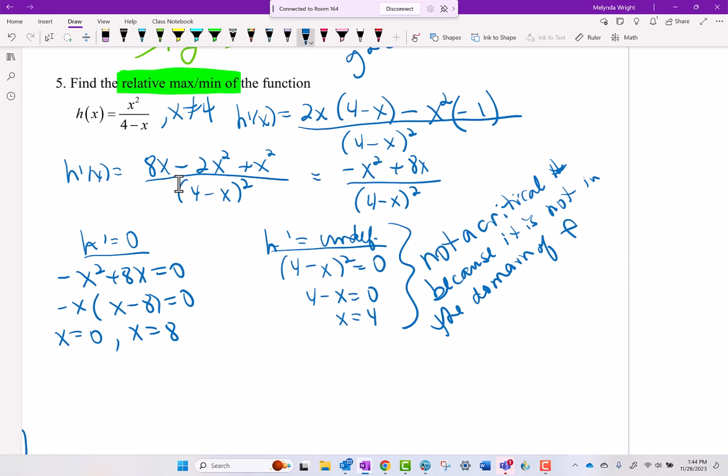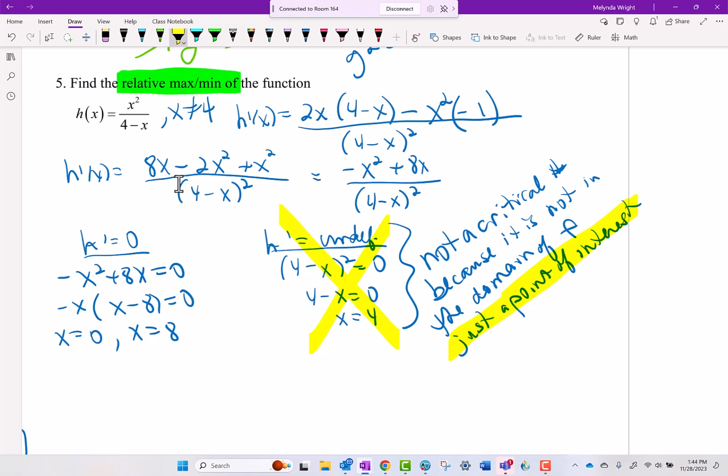Okay, so this is not a critical number. It is just a point of interest. We're still going to put it on the number line. We are interested in it because weird things happen around places where the original function is undefined. But it is not a critical number, really important for us. So it is not possible to have a relative max or min there. That's not possible, okay?